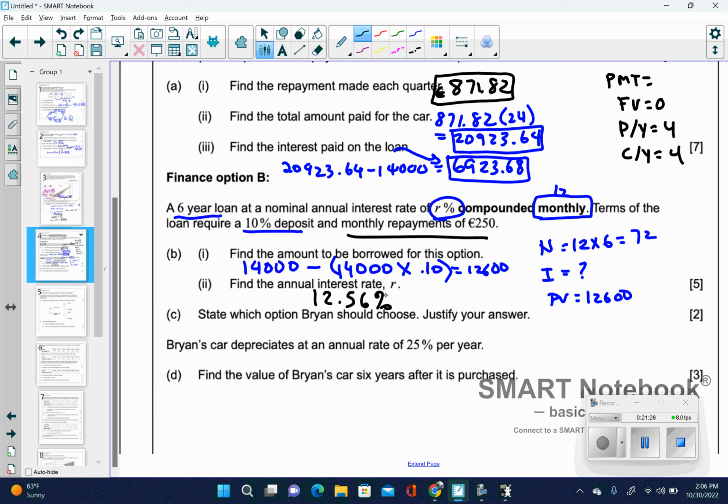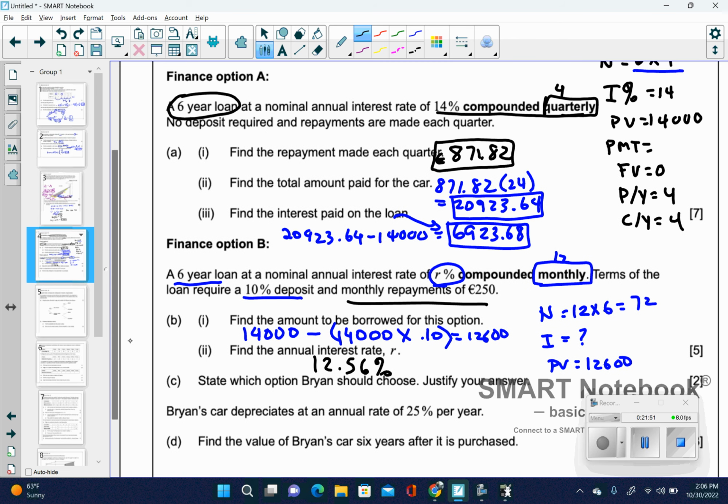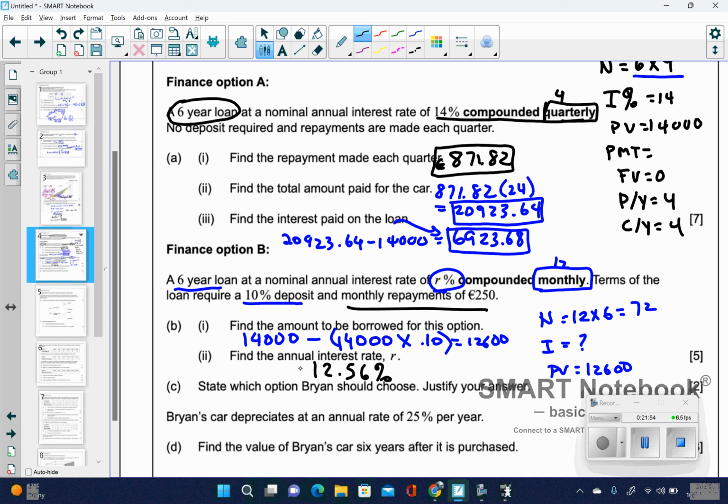And so now what we want to do is, it says state which option Byron should choose and justify your answer. So let's go ahead and think about that, right? So how much interest is being paid? Over here it's 6,923, and over here for this one it's going to be 12.56%. So we look and see which one is going to be the less. So 12.56% is the rate, and over here it's 14. Let me just go ahead and highlight those two.